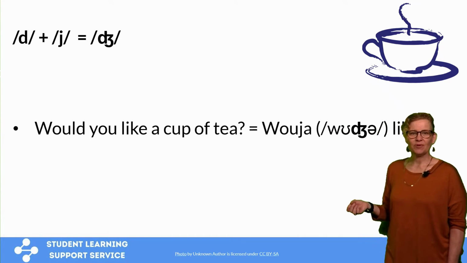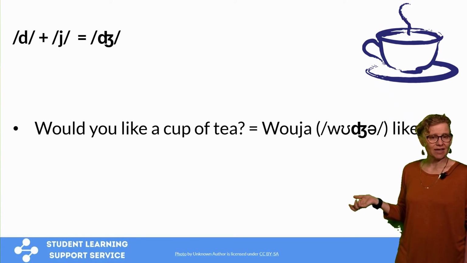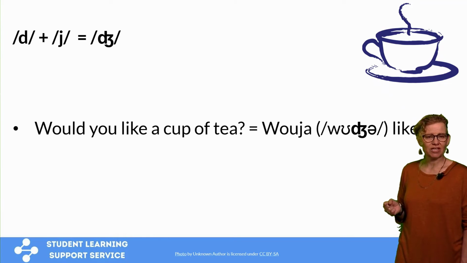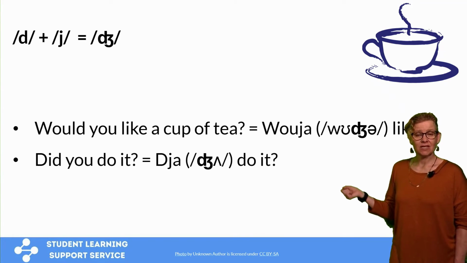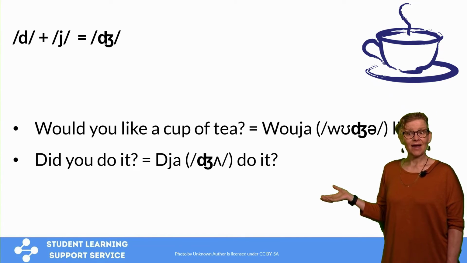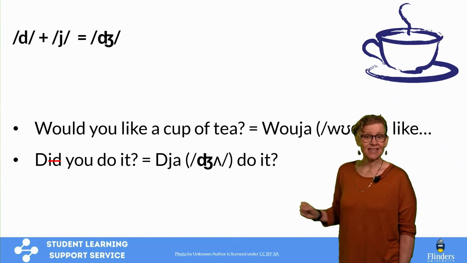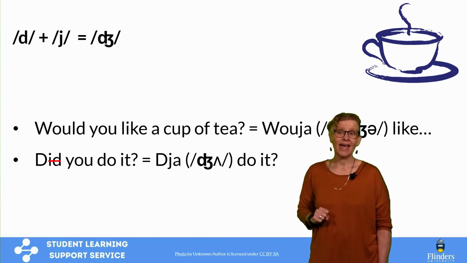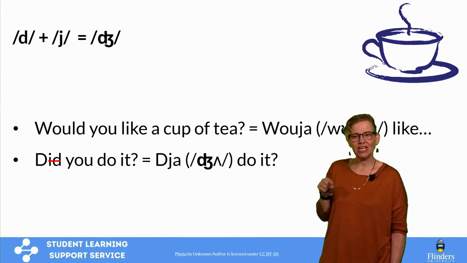"Would you like a cup of tea?" becomes "Wouldja like a cup of tea?" "Wouldja? Wouldja?" Very quickly, "wouldja?" Here's another example. "Did you do it?" becomes "Dija do it?" Now what's happened here is that the ID of did has completely gone, and so it becomes "d'you," "ja, ja."